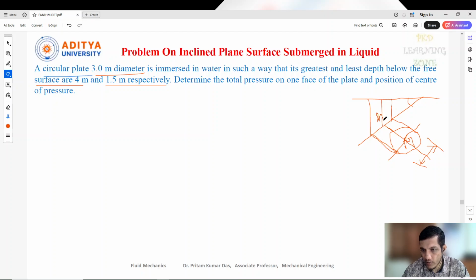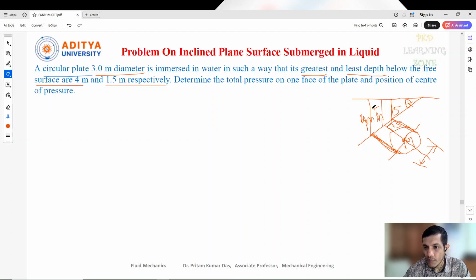So this is H bar, and here H star is not there. Here it will be actually this end point. You see it is given greatest depth and least depth. So the least point is nothing but from here it is started, and the greatest point is the highest point of this circle. So that will be actually 4 meter, and this will be actually 1.5 meter. And here theta is not given, so we need to identify the theta value here. And though this is 1.5 meter, here also it will be 1.5 meter.